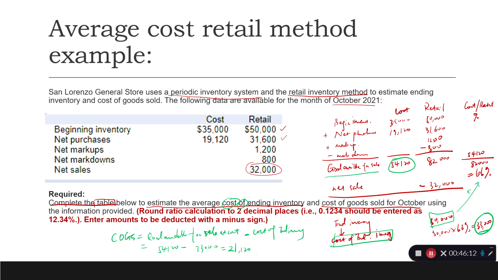So the cost of goods sold is 21,120, and the ending inventory is $33,000. Ending inventory is $33,000, and cost of goods sold is this one, 21,120.